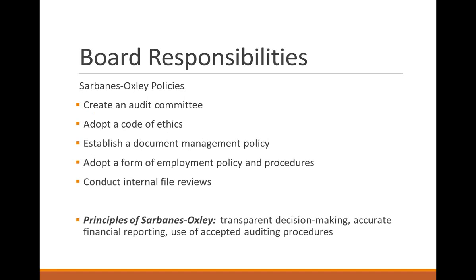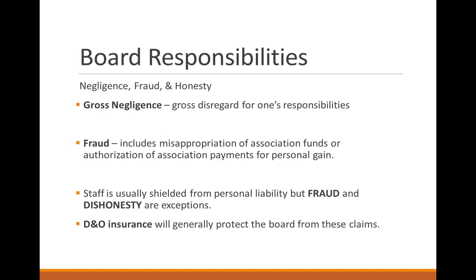Moving on to the Sarbanes-Oxley policies. Here are 5 key pieces that would be good to remember: create an audit committee, adopt a code of ethics, establish a document management policy, adopt a form of employment policy and procedures, and conduct internal file reviews. Principles of Sarbanes-Oxley: transparent decision-making, accurate financial reporting, and use of accepted auditing procedures. 3 key things to remember.